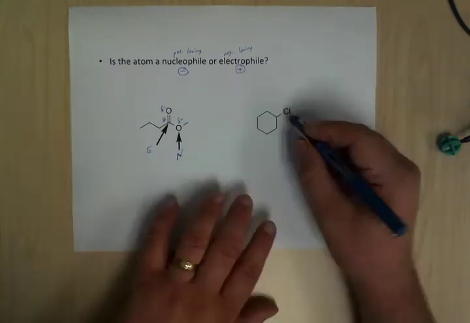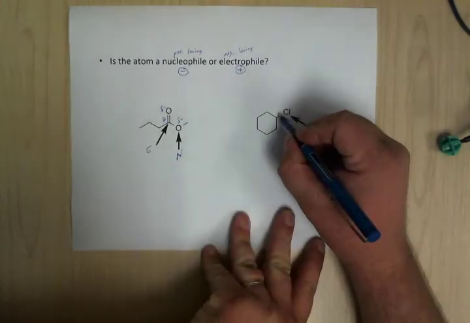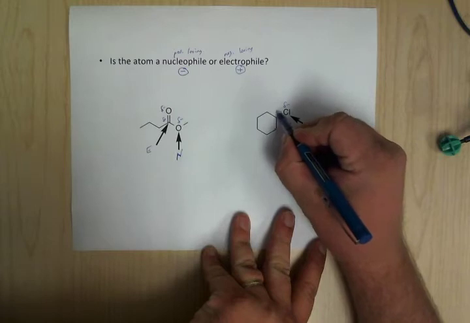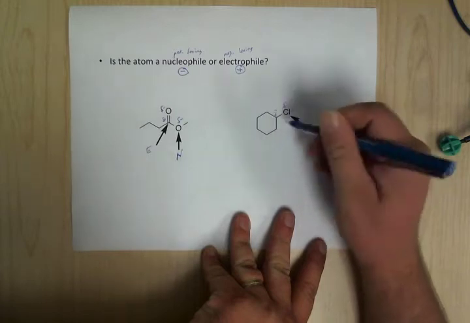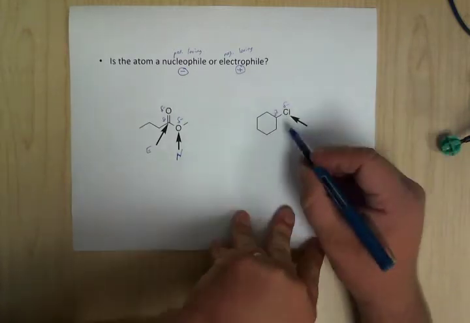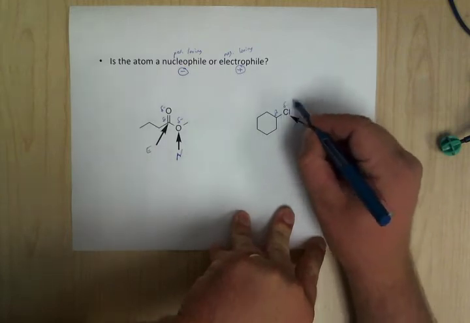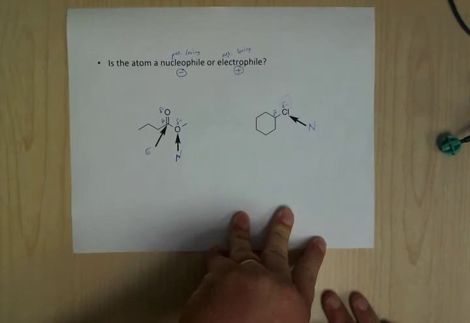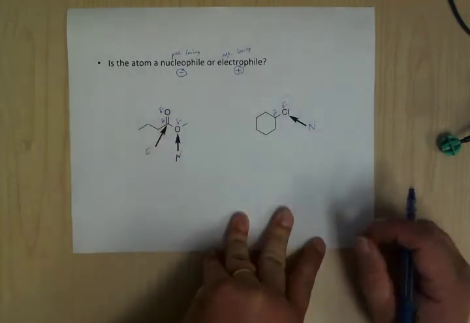Same goes with here. Which is more electronegative, the carbon or the chlorine? The chlorine is more electronegative, so it's going to have negative character, and the carbon is going to have positive character. Since the chlorine has negative character to it, it's going to be a nucleophile. There you go. And yes, the E's and N's are fine to write.